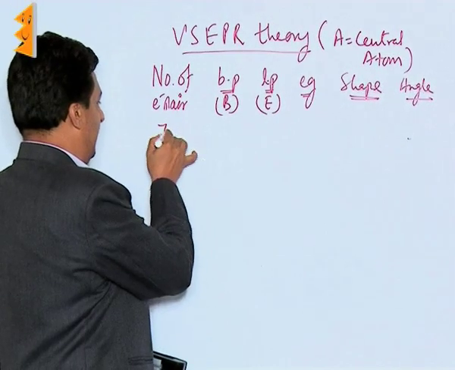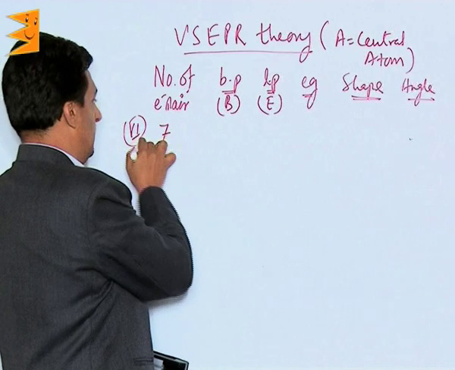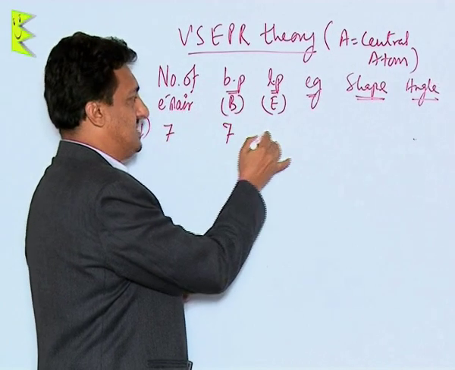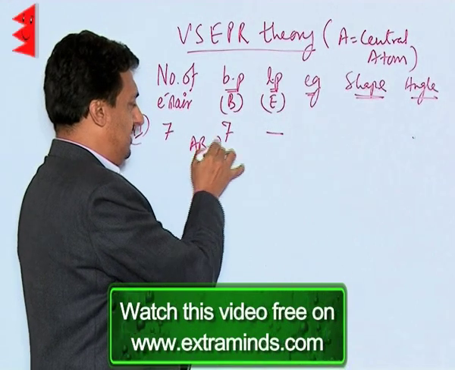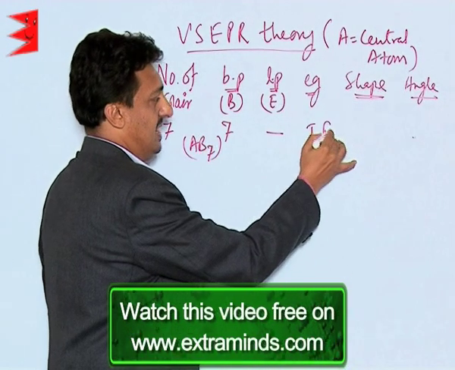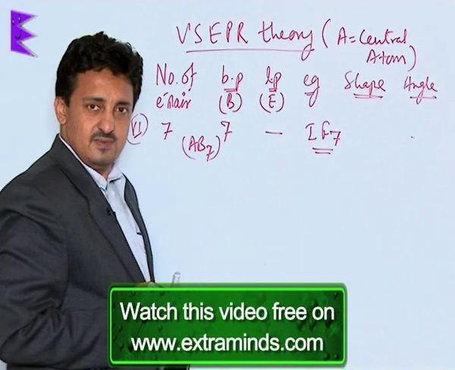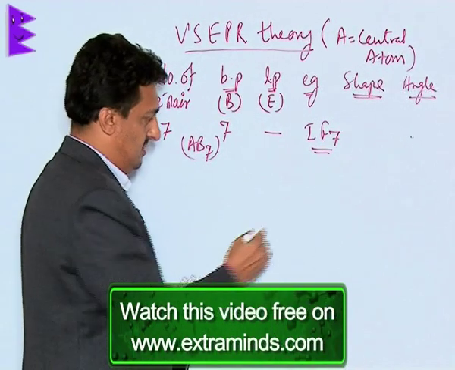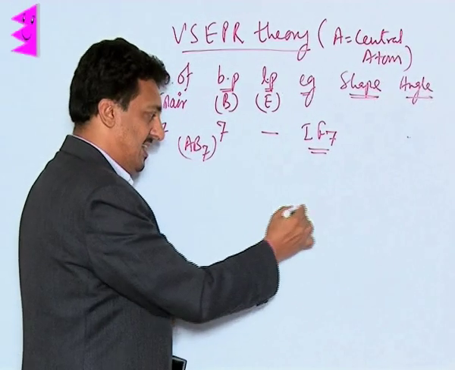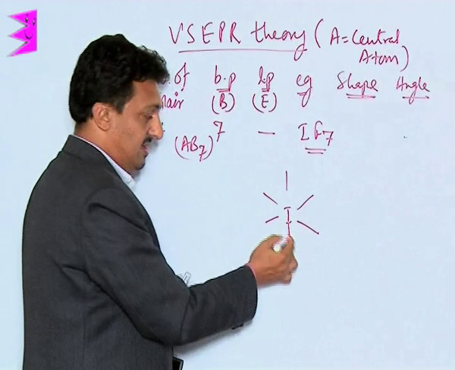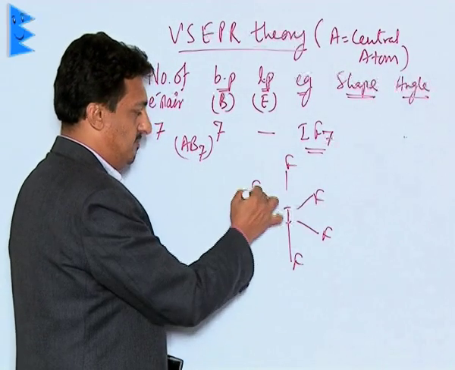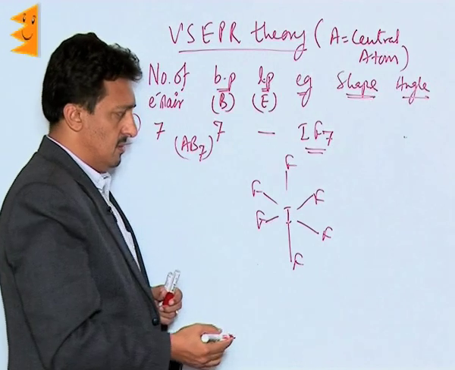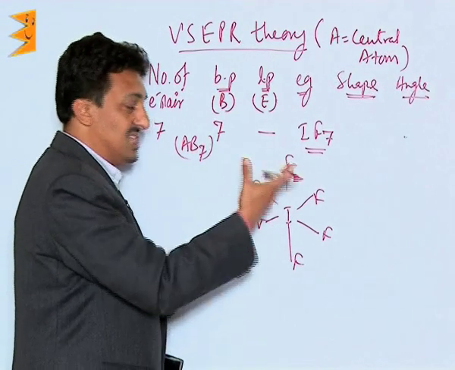If we have 7 electron pairs with the central atom, all 7 bonded, none of them a lone pair, it's AB7. An example is IF7. What will its shape be? Iodine can definitely arrange 5 like this, as I have discussed in the octahedral shape. Now the 6 can be arranged like this, but where will the 7th go?